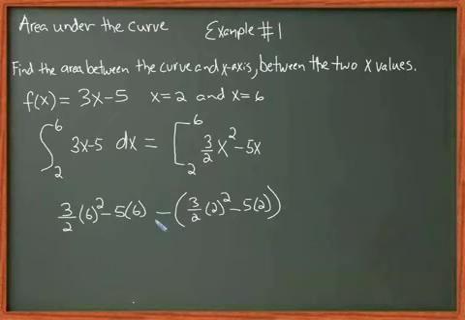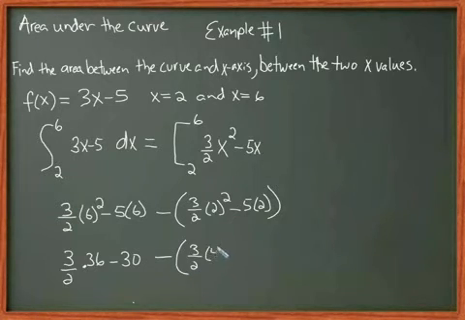Okay, so we do the math here, and that's going to be 6 squared. And so that's going to become 3 over 2 times 36 minus 30, minus 3 over 2 times 4, because 2 squared is 4, and 5 times 2 is 10. So now 2 and 36, we can reduce that and make that 18. Okay, and then 18 times 3 is what? 54.